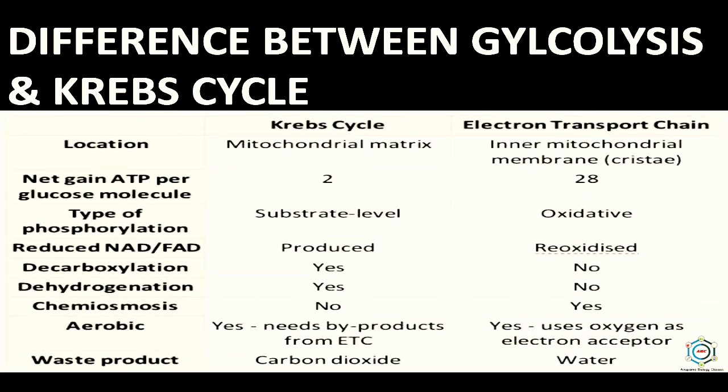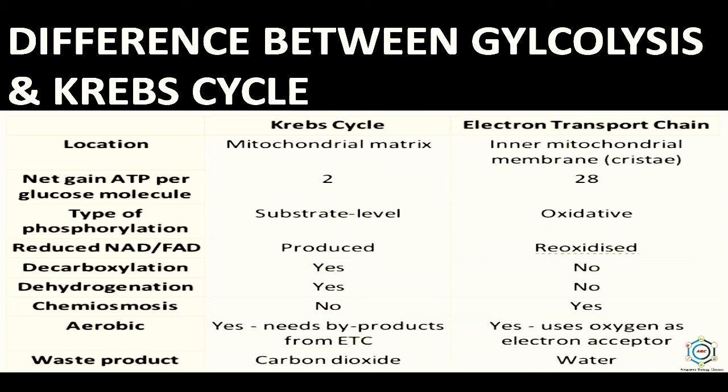Now the location of the Krebs cycle is the mitochondrial matrix, while the electron transport chain is in the inner mitochondrial membrane. These are the differences between the Krebs cycle and the electron transport chain. Net gain of ATP per glucose molecule in the Krebs cycle is 2, while in the electron transport chain it is 28. The type of phosphorylation is substrate level in the Krebs cycle, while it is oxidative in the electron transport chain. Reduced NAD or FAD is produced in the Krebs cycle, while it is reoxidized in the electron transport chain.